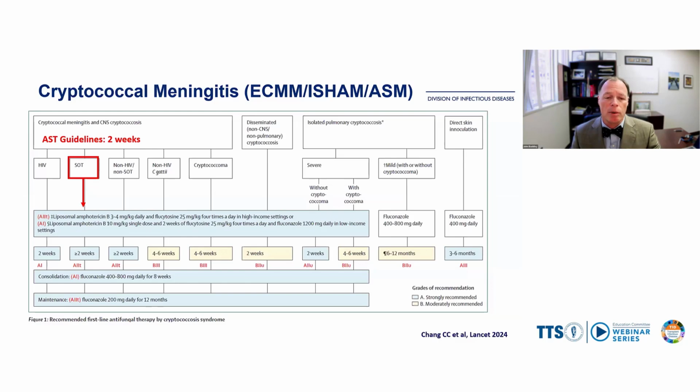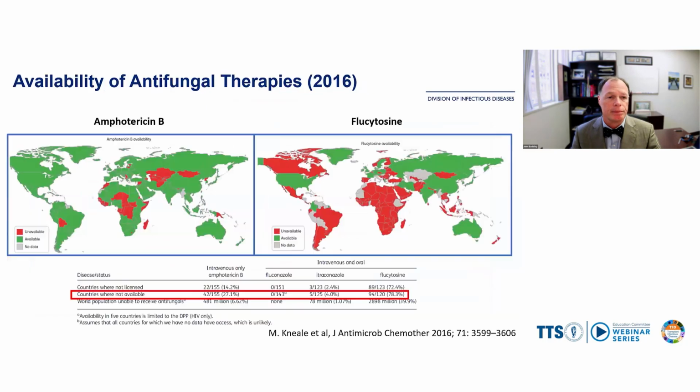And then after the patient's better, we switch them to a consolidation, which is a dose of fluconazole, 400 to 800 milligrams a day for 8 weeks. And then finally over to fluconazole, 200 milligrams daily for about 12 months. So that's a typical solid organ transplant guideline recommendation based on this document as well.